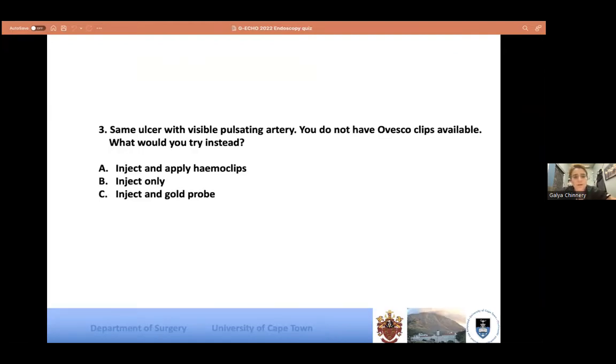So here's the question now. Again, same ulcer with that horrible, scary, visible pulsating artery, but you do not have Ovesco clips available. So what would you try? Let's launch the poll. I've sort of given it away, but let's try and see what you would think. Maybe there's another option I didn't think of.